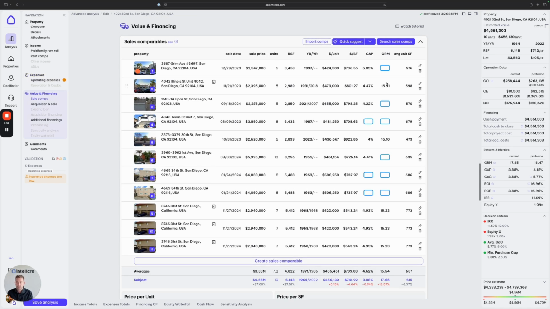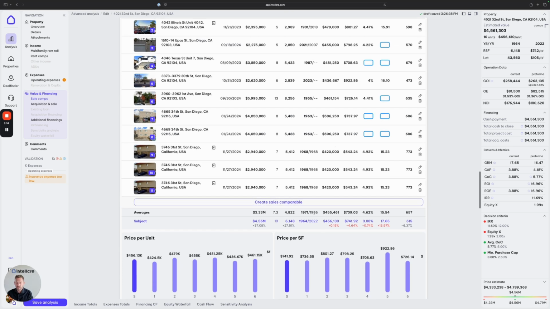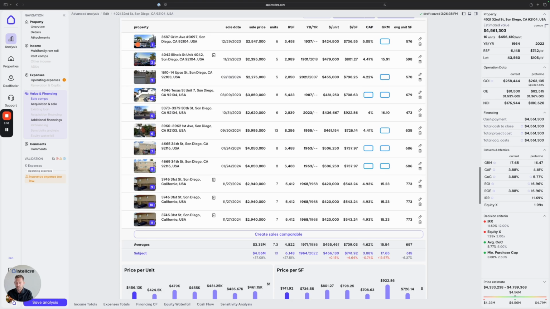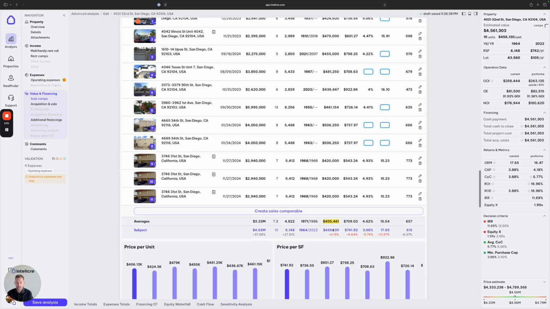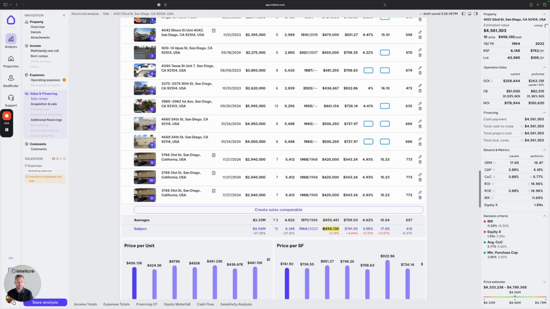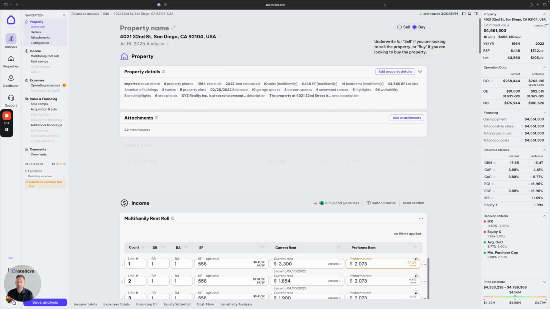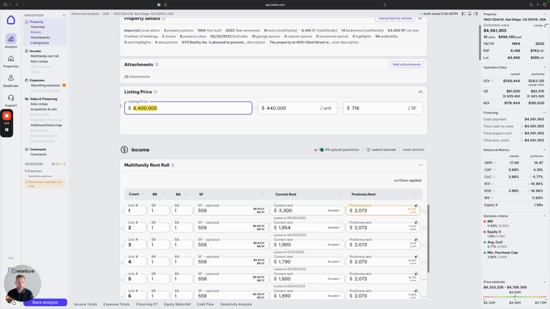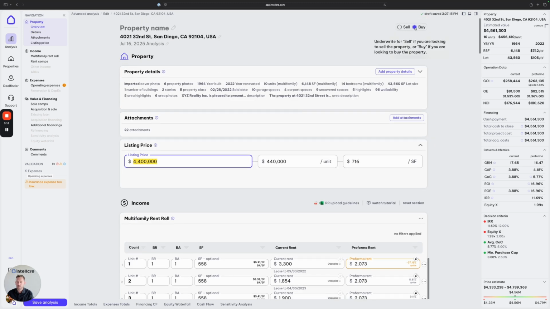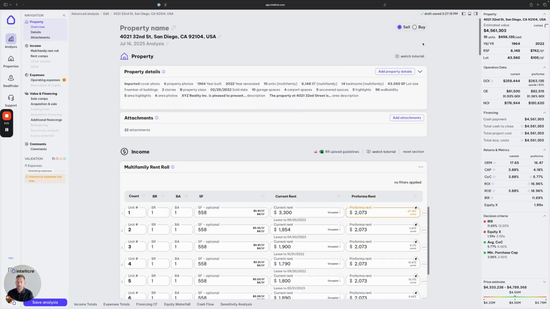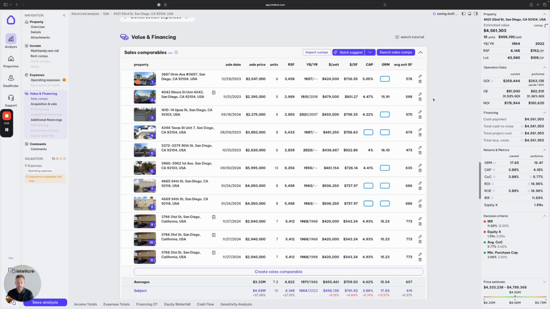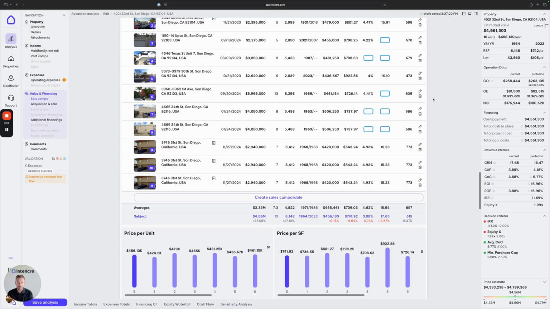Now, after we have our sales comps, we can look at the averages, specifically our average price per unit. And we can also look at our subject property. In case there is a listing or a whisper price, we've included it further up in the analysis form when choosing the buy use case and entering the listing price here. Or we're pricing the deal from scratch, so we're in the sell use case, and we haven't included that information there.